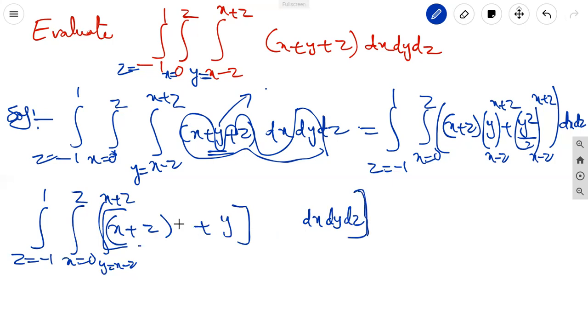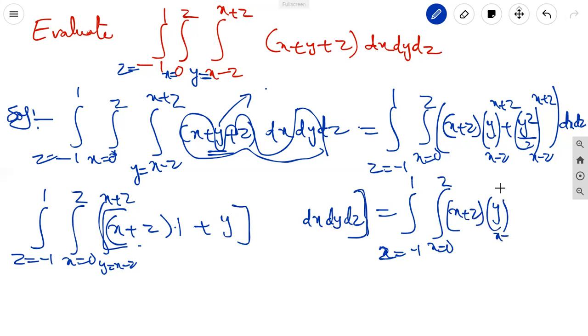That is nothing but 1 into dy is y, y into dy is y square by 2. That is equal to integral z equal to minus 1 to 1, x equal to 0 to z, x plus z into y, limits from x minus z to x plus z. Y integration is y square by 2, limits from x minus z to x plus z, whole dx dz.